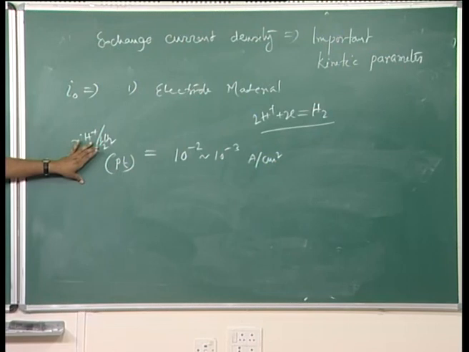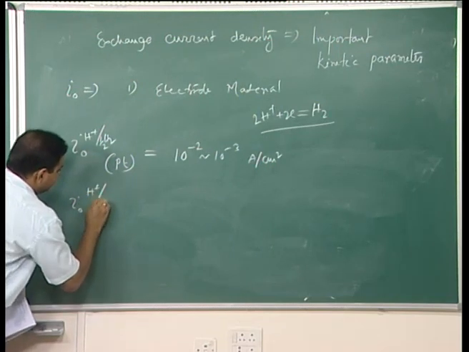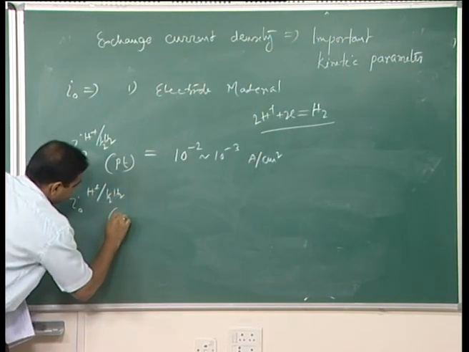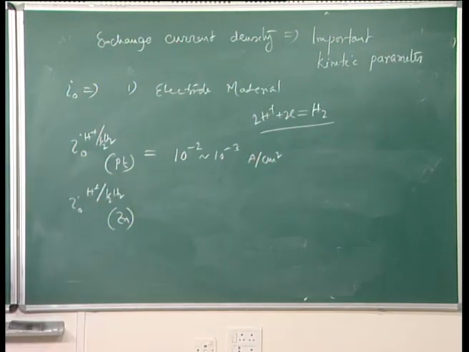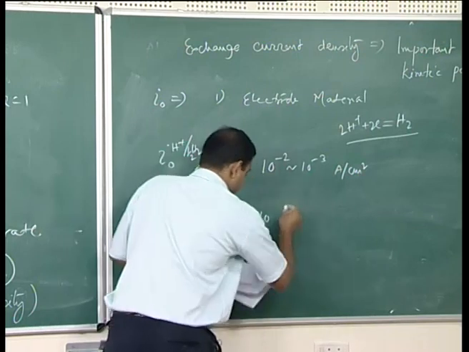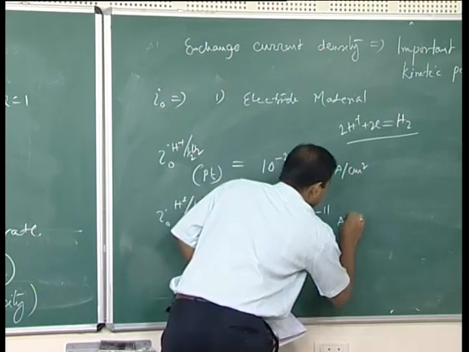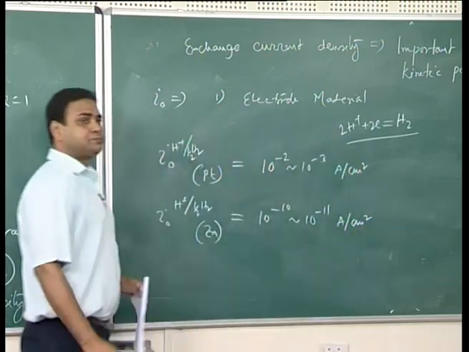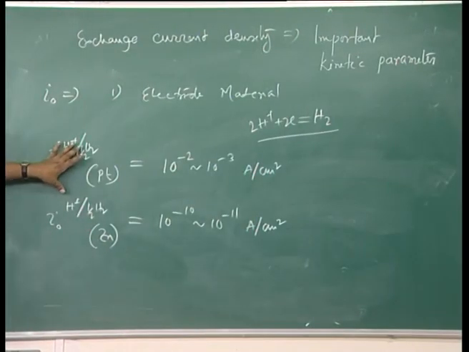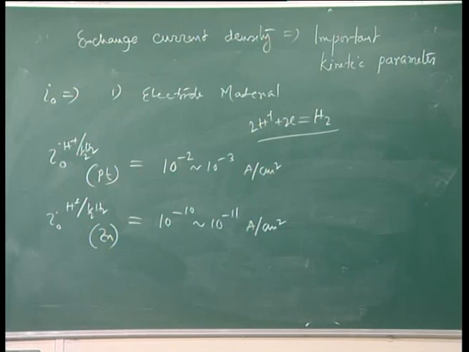Same reaction. Now, if this reaction is considered on a zinc surface, then this value goes to 10 to the power minus 10 to 10 to the power minus 11 ampere per centimeter square. So, you see, same reaction, you just change the electrode material, and you have a huge difference in the current density, or the exchange current density.